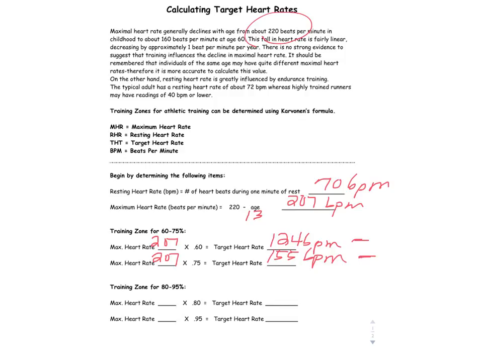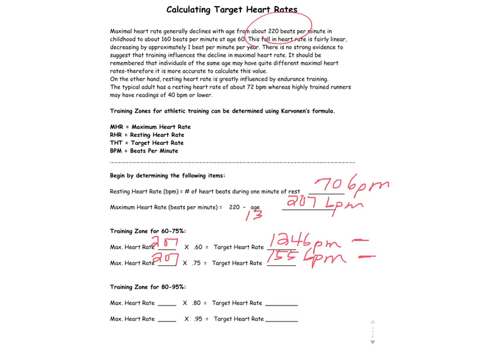So when you come into the gym, or after you're done with that exercise or warm up or whatever you were doing, you want to take a heart rate check. And if you are at an intensity level of 60 to 75%, your heart rate should be between 124 and 155 beats per minute.